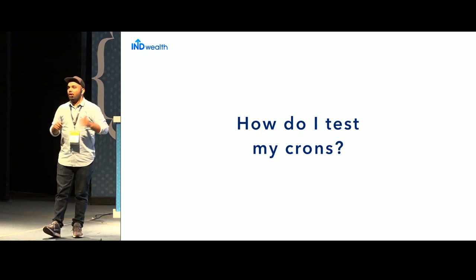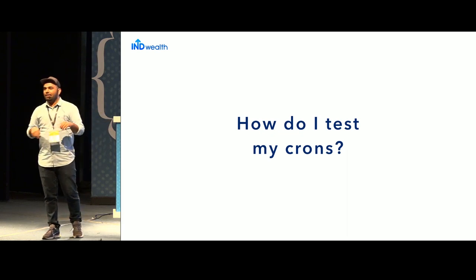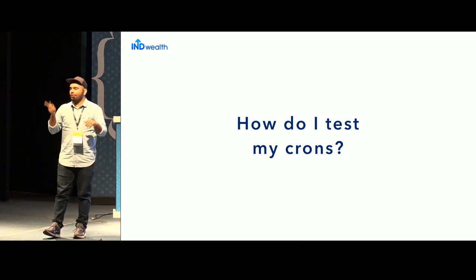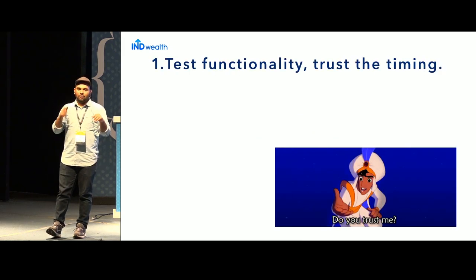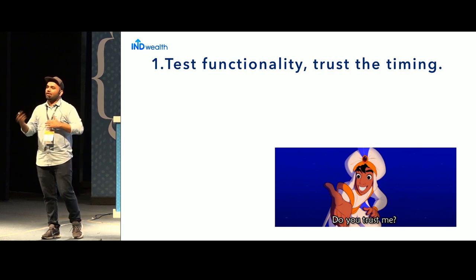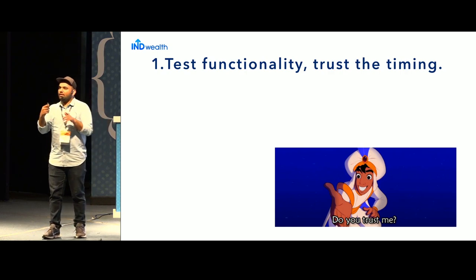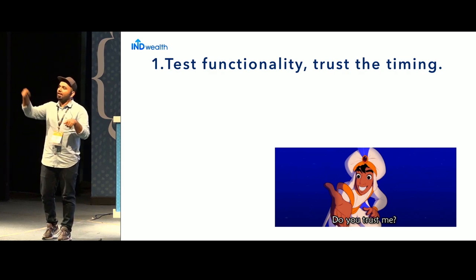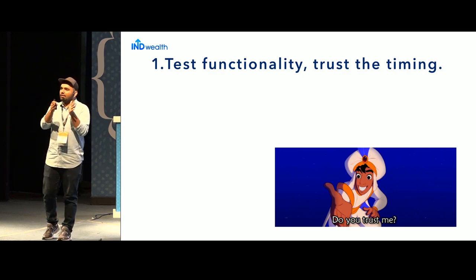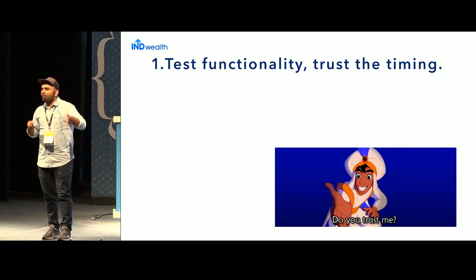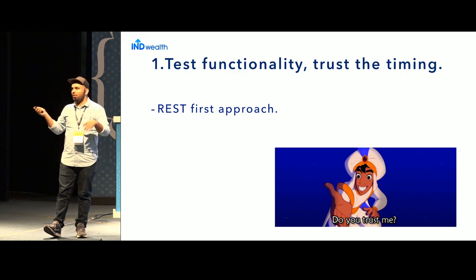The third thing is, how do you test your crons and whether you test them at all or not, right? So the answer to the second question is yes, you obviously test them. And the answer to the first question was, you test the functionality, but you trust the timing. So you do not actually test whether this function would get triggered properly next week or not. You just test whether this function works properly when it is invoked or not. So for doing something like that, you go a REST first approach, right?